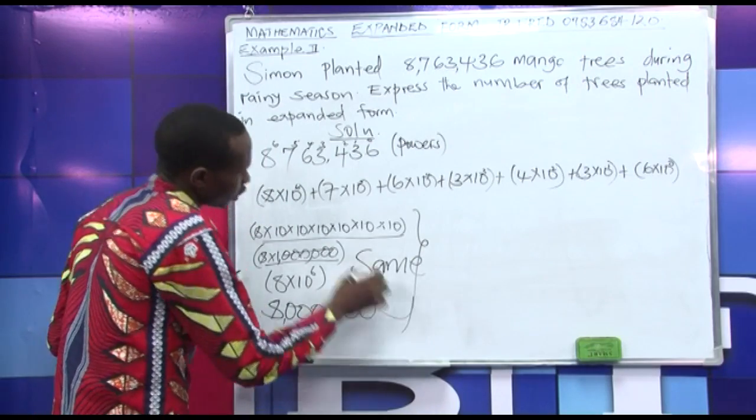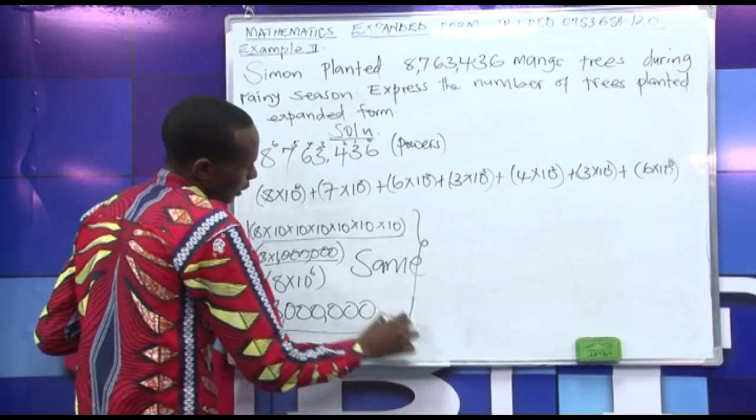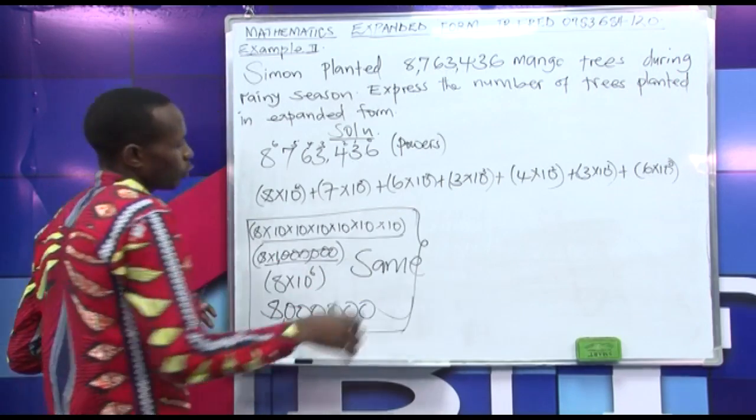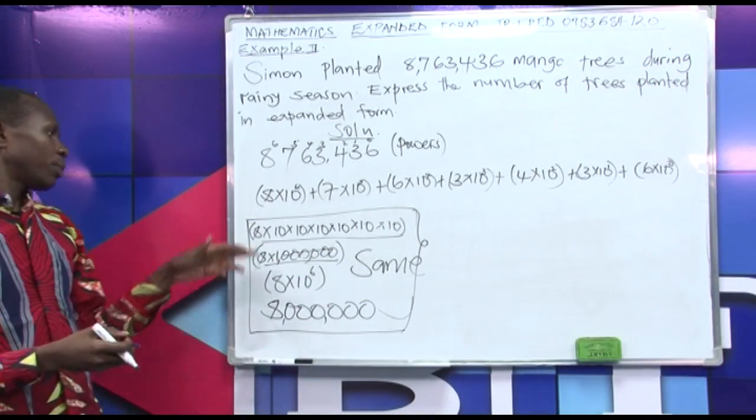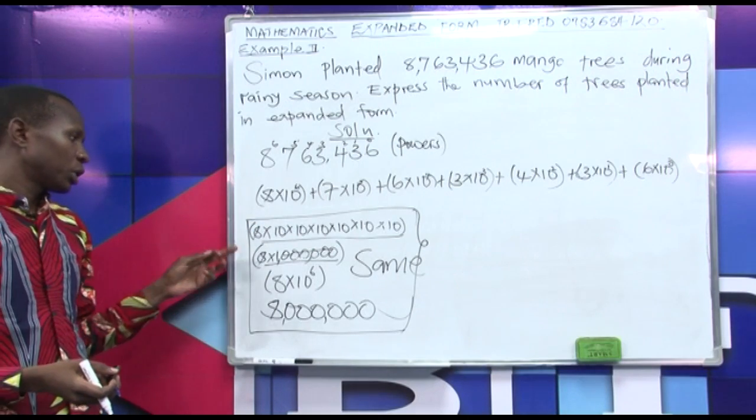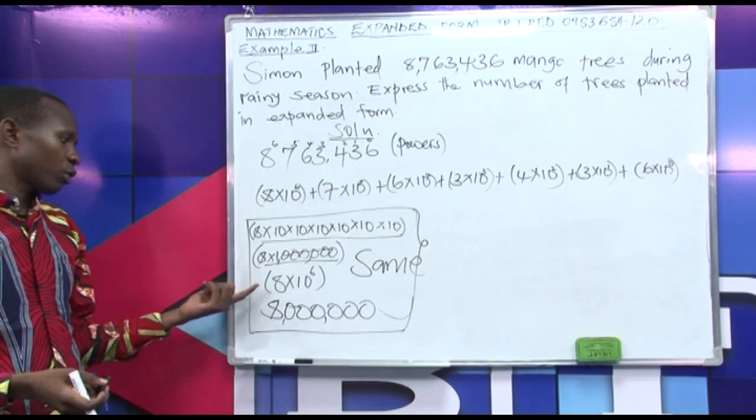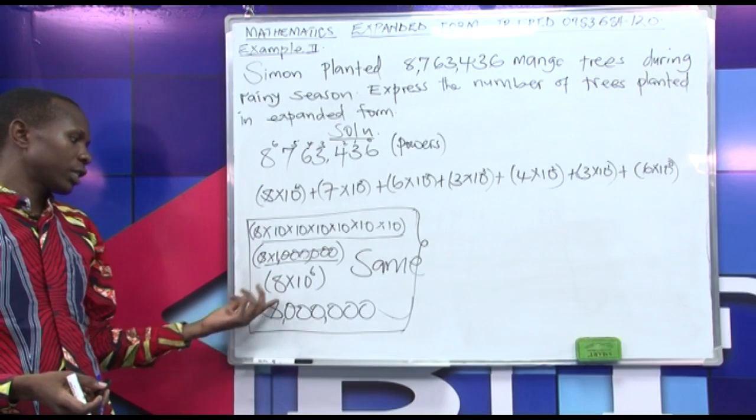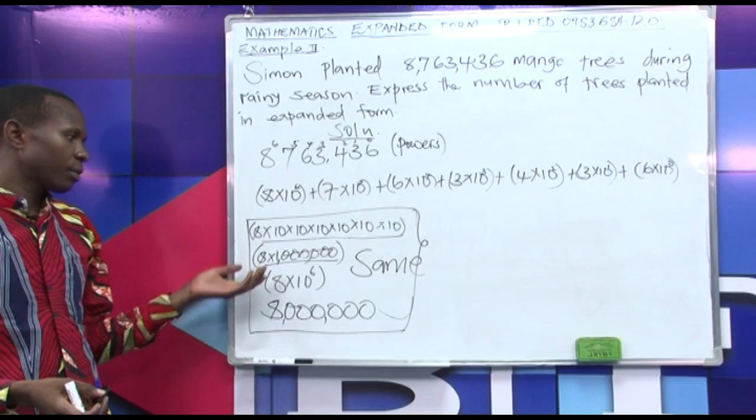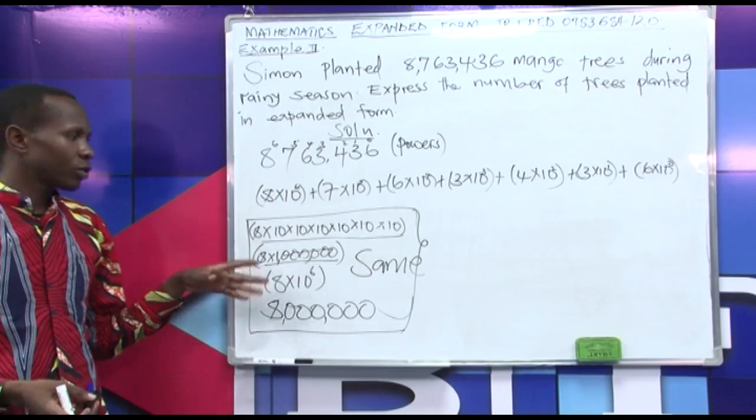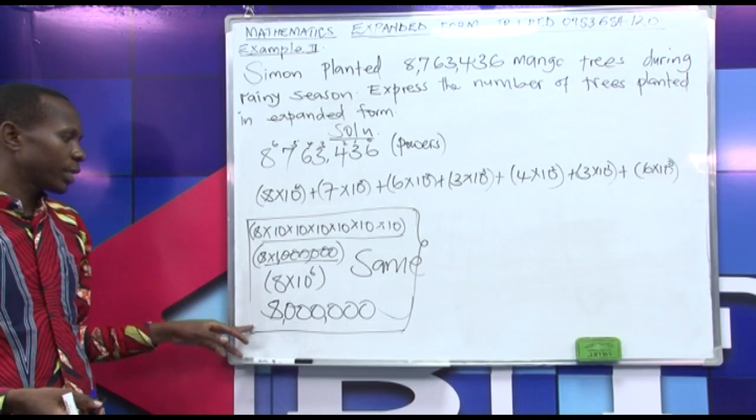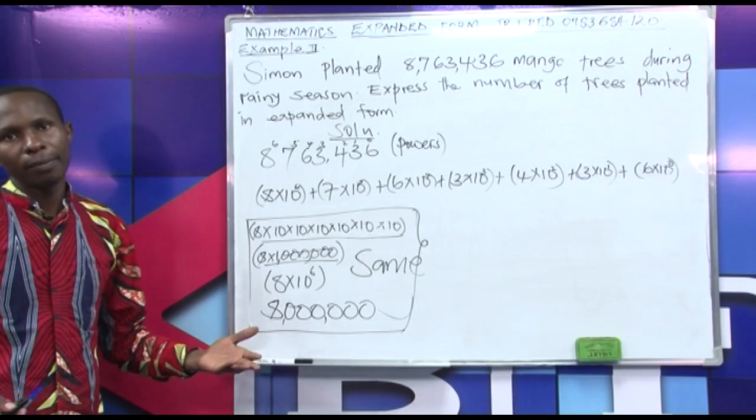8,000,000. All these four statements are the same. They mean one thing. When you multiply everything here, you will come up with 8,000,000. Here, it will give you 8,000,000. When you also multiply this and expand, you get 8,000,000. And 8,000,000 is the same as everything here. So a person who has any of these statements simply means the same.